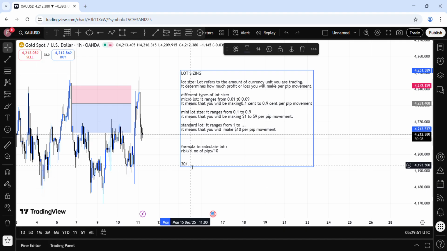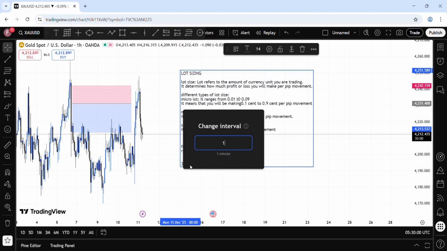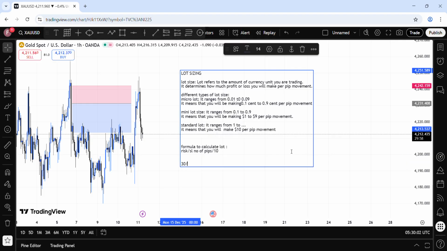So the number of pips SL now is 1075 divided by 10. Our number of pips SL is 107. Then we'll divide it further by 10. That is 30 divided by 107 divided by 10.